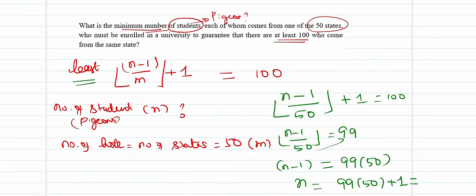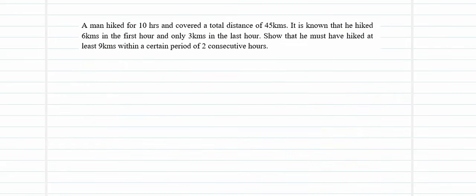Use your calculators to estimate this value to be equal to 4951. So I have totally 4951 people coming from 50 different states, so that I can guarantee that at least 100 are from the same particular state. Okay, now we move on to the third problem.